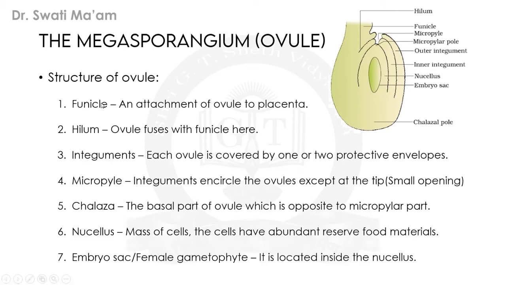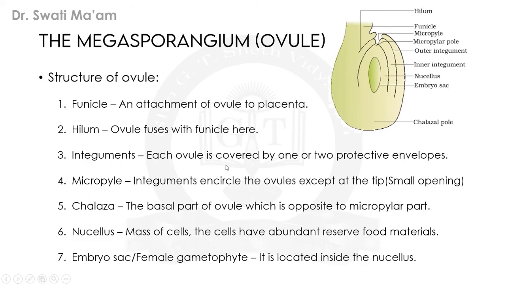Funicle is the attachment of the ovule to the placenta. So this first, starting part shows the funicle. Then hilum: from here the ovule fuses with the funicle. It is shown here. This is hilum.